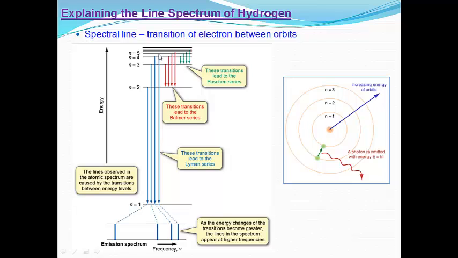And so if we're moving from n equals 5 to n equals 1, we have a particular line in our spectrum that is associated with a particular frequency. And we have n equals 4 to n equals 1, same thing, n equals 3 to n equals 1, n equals 2 to n equals 1. And so we're seeing that as frequency increases, the transition is greater. The distance that the electron has to travel from one energy level to another is greater. Alright, and that is equivalent to the amount of energy that is given off.